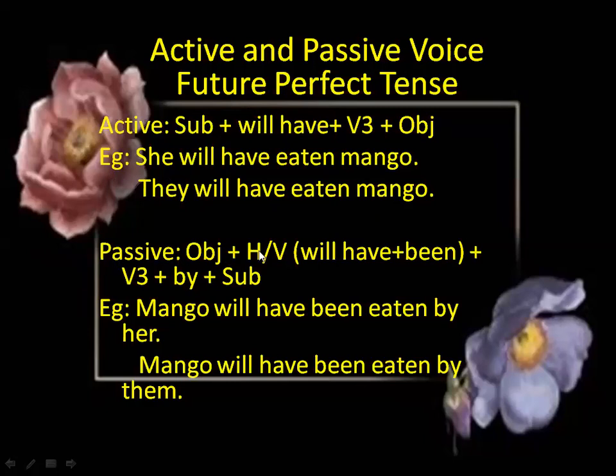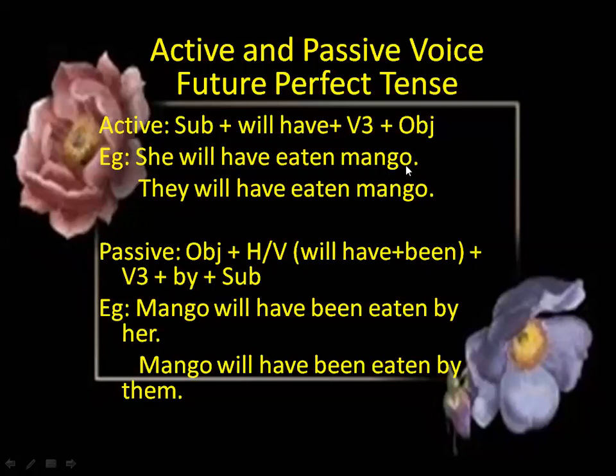Passive voice: object plus helping verb. The helping verb will be will have been. Been you have to use with the perfect tenses. The helping verbs of perfect tense will be has, have, had. It will be confirmed coming over here, and future's will will always be over here. So, will have been plus V3, which is the past participle form of the verb, and by plus subject.